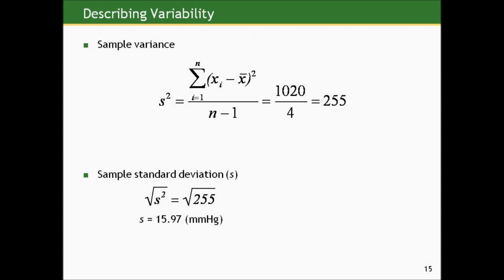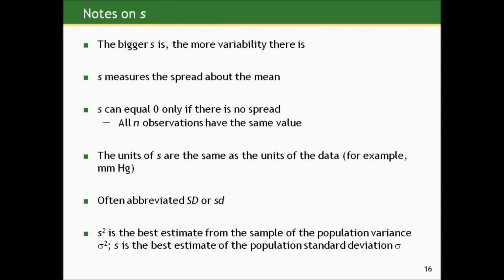Now, to get this in units that we're used to and can physically ascribe or think about, if we take the square root of that variance, we get the square root of 255, which is roughly 16 millimeters of mercury, and that's our standard deviation. On average, the blood pressure measurement in this sample falls 16 millimeters of mercury from that mean of 99.